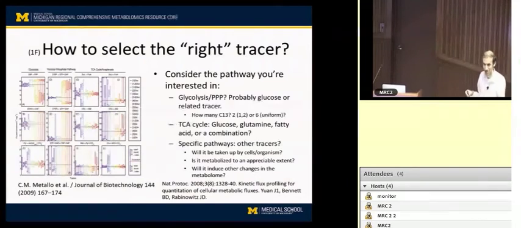If it doesn't cross the cell membrane, it's useless as a metabolic tracer. Is it metabolized to an appreciable extent? If you're looking at something that is maybe a valid pathway, but it only winds up being 0.1% of an intermediate that you want to study, you're going to have challenges.